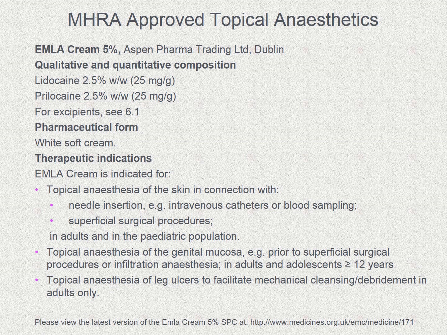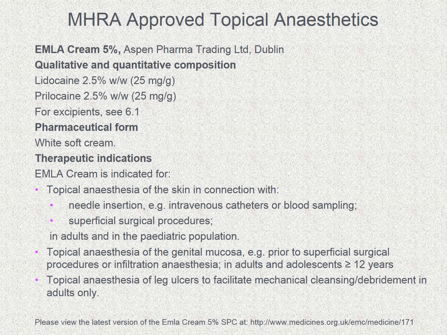So we'll start to work our way through the topical anaesthetics available that are approved by the MHRA. The first one we'll cover is Emla, known as Emla Cream 5%. The 5% represents the total amount of topical anaesthetic, and it is a combination of lidocaine 2.5% and prilocaine 2.5%.